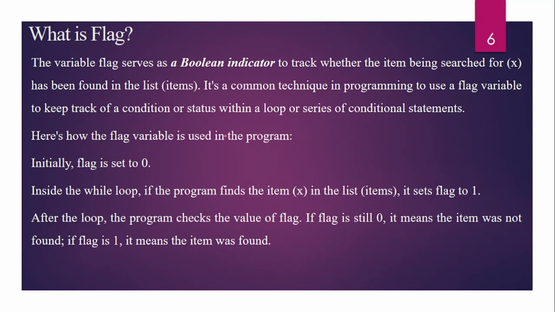So basically, after the loop, the program checks the value of the flag. If the flag variable is 0, the item was not found. And if the flag variable is 1, it means that the item was found. So 1 means the item is found and 0 means it is not found.